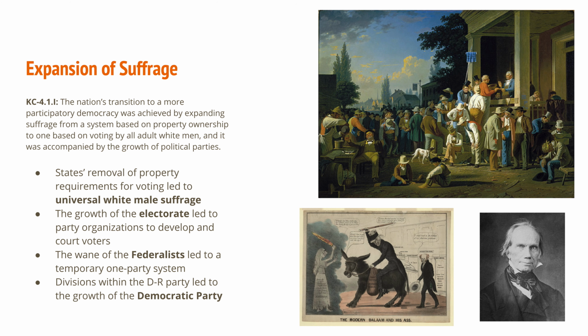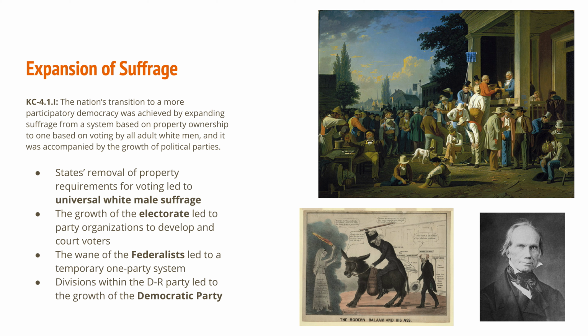So moving on to the expansion of suffrage, the nation's transition to a more participatory democracy was achieved by expanding suffrage from a system based on property ownership to one based on voting by all adult white men, and it was accompanied by the growth of political parties. So this removal of property requirements by the states leads to what is called universal white male suffrage. That means that all white male adults are able to vote.